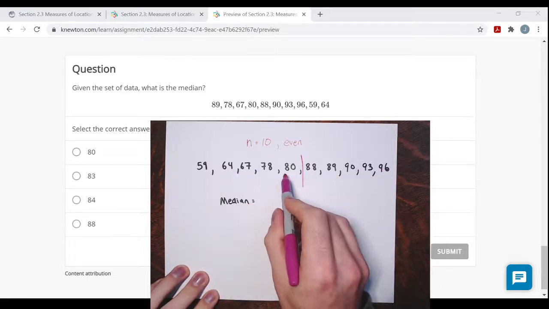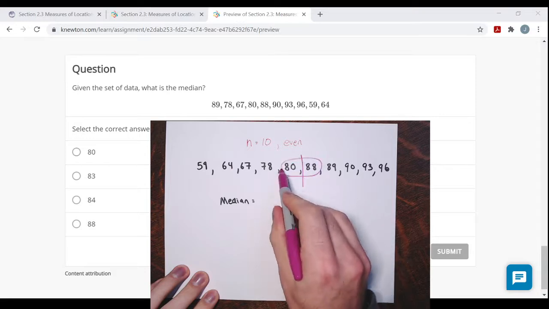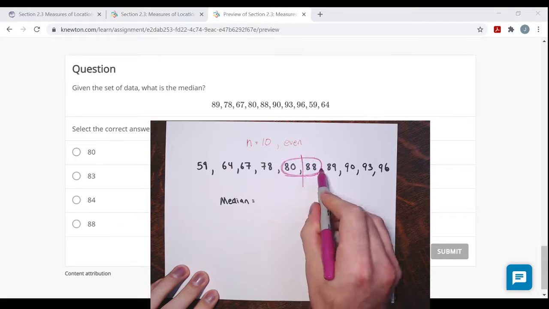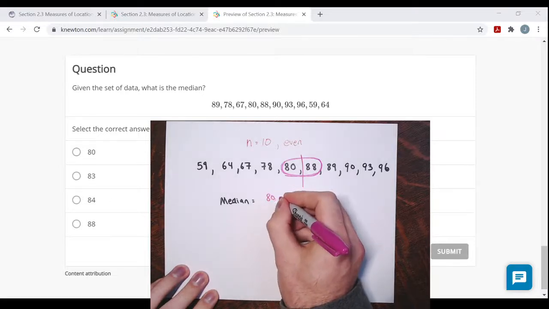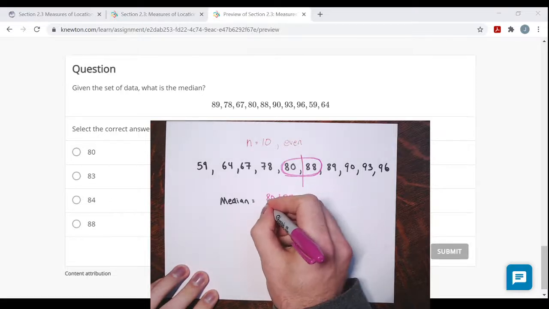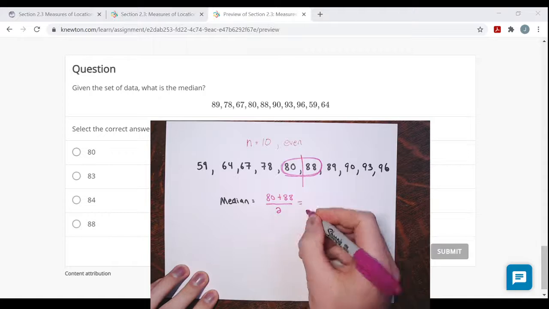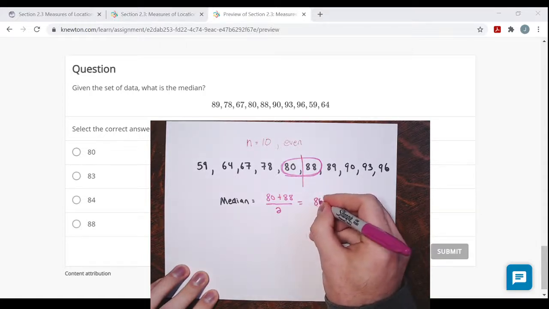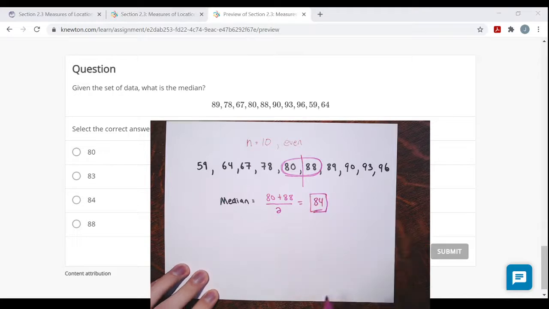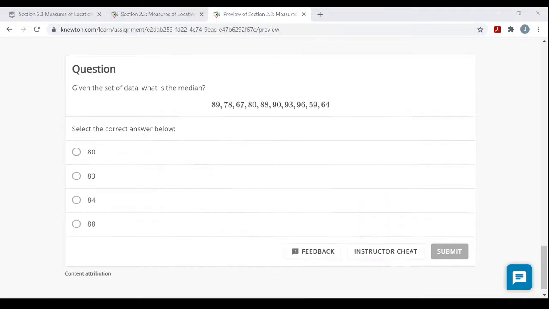So I'm going to take the average of these two values. These are the middle two values, 80 and 88. So I take 80 plus 88 divided by 2. What's exactly halfway between 80 and 88? That'd be 84. So the median value of this data set is the number 84. Right, so I take that out here, and I'll punch this. It's just a multiple choice there, 84.